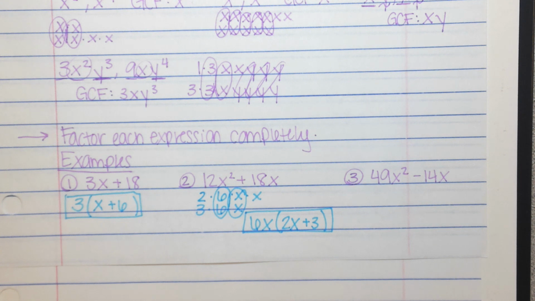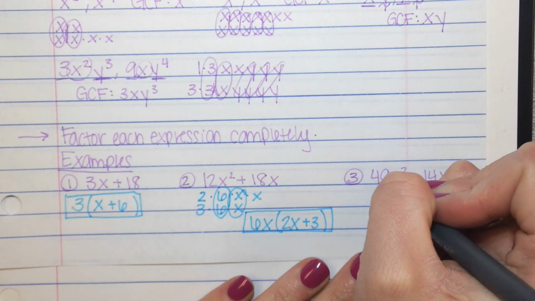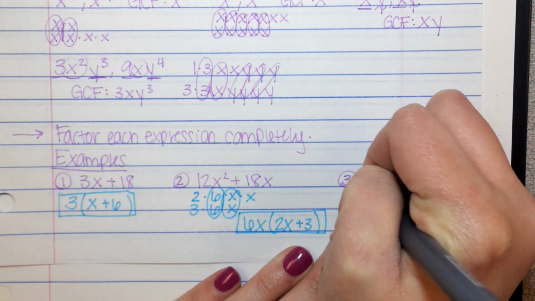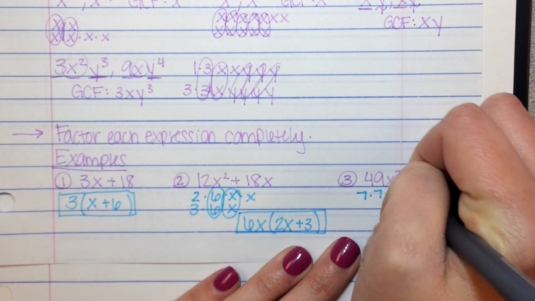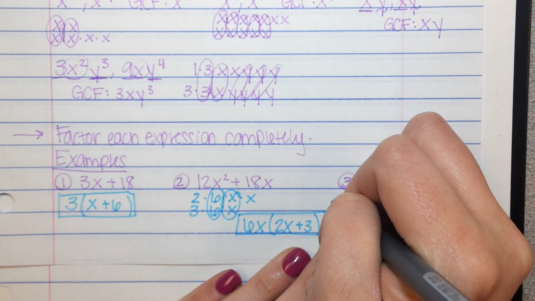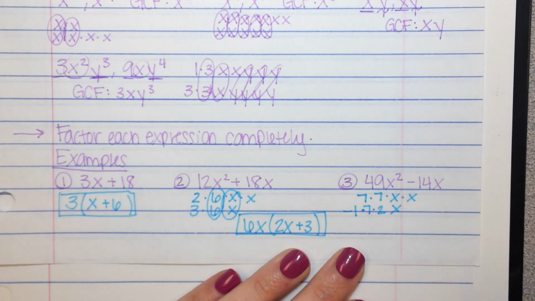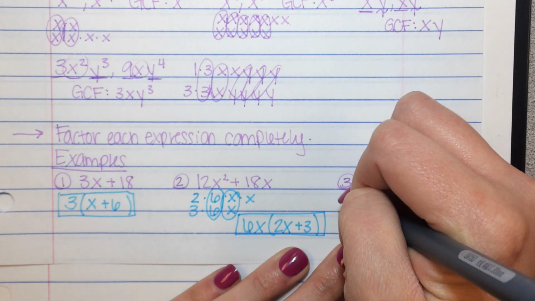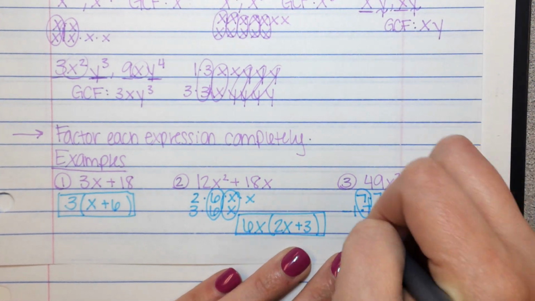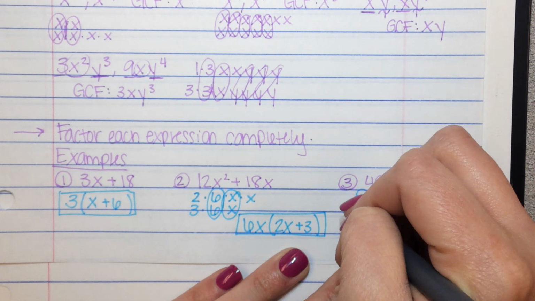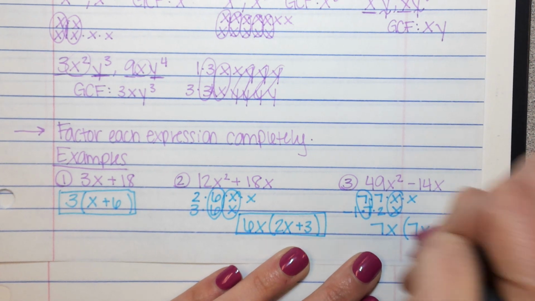Okay, let's try another one. We have 49x squared minus 14x. So we have 49 and 14. What's a number that we know goes into 49 and 14? 7. So 49x squared is the same as 7 times x times x. And negative 14x is the same as negative 1 times 7 times 2 times x. So what can we pair up? We have a pair of 7s and a pair of x's. So I can put a 7x in front, and on the top I'm left with 7x. And on the bottom I have a negative 1 times 2, and that's just negative 2.